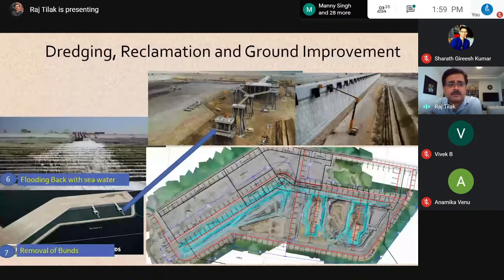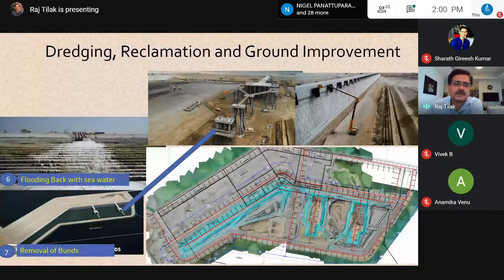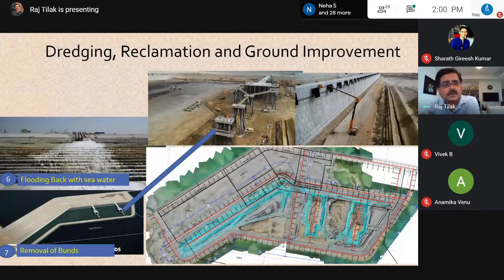And once this was completed, you have to flood it back again. You can see in picture 6 that through siphoning, the water was let to flow back inside the pits, and then the bunds were removed. And you see that the pile jetty, every jetty, the piling, everything was done from the ground. Now these piles are basically steel piles, as you see in the projected portion, but they are rock socketed below the ground, which is seen here.